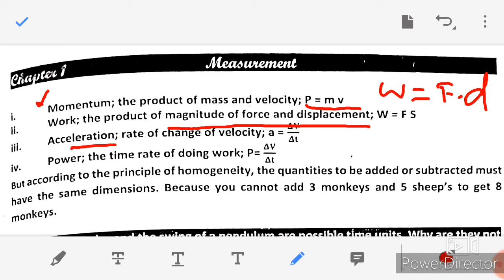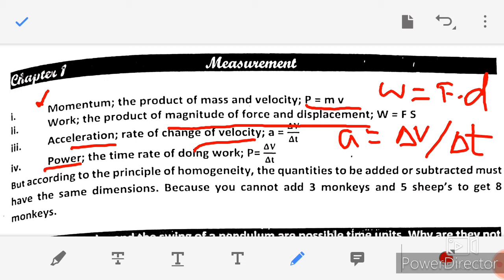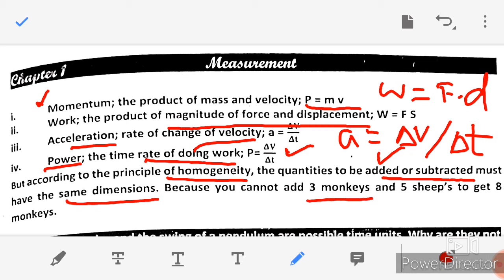Acceleration, rate of change of velocity, a = Δv/Δt. Then the last example is power, the time rate of doing work, P = W/Δt. But according to the principle of homogeneity, quantities to be added or subtracted must have the same dimensions, because we cannot add 3 monkeys and 5 sheep to get 8 monkeys. Now moving towards the next question.